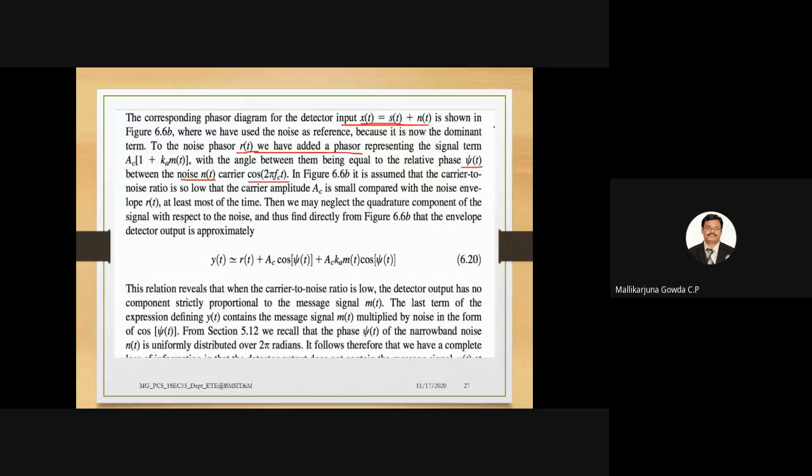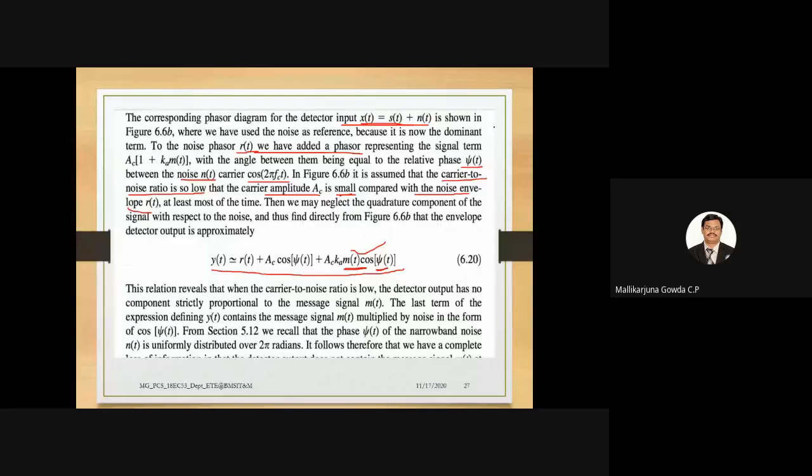So if we refer to that figure B, what we understand here is that it is for a low carrier to noise ratio, right? The carrier amplitude Ac is small compared to the noise envelope R of t. So with that we can express the output of the envelope detector as this: y of t is approximated as R of t plus Ac cosine of psi of t plus Ac Ka m of t cosine of psi of t. So this is the output of the envelope detector. In this, the message term is only in the third component, and even that m of t is multiplied by cos psi of t, which is the phase of the noise.